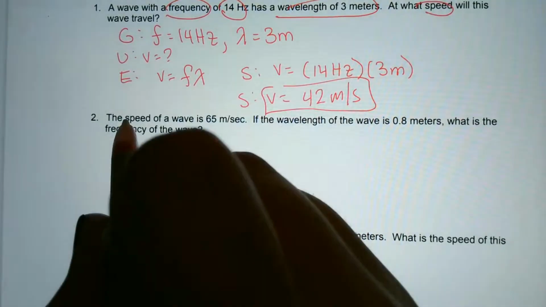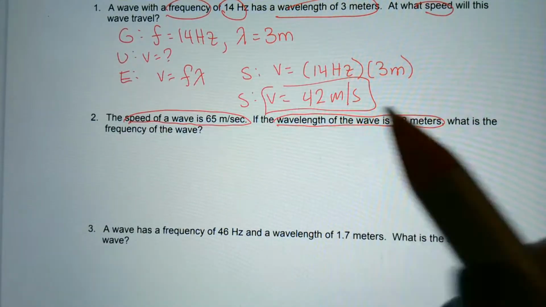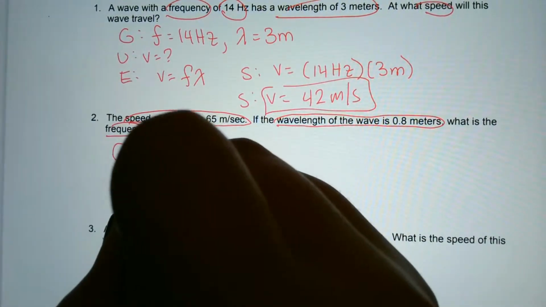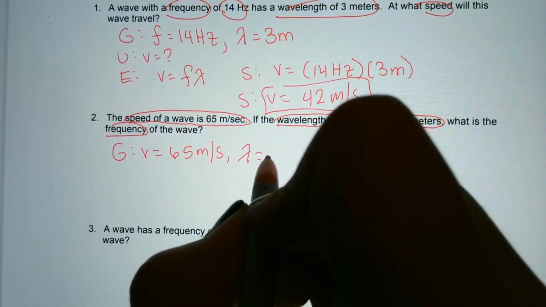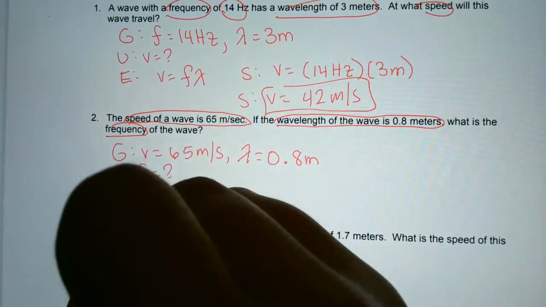Question 2. The speed of the wave is 65 meters per second. If the wavelength of the wave is 0.8 meters, what is the frequency? So now I have the speed, 65 meters per second. The wavelength is 0.8 meters. The unknown is the frequency.